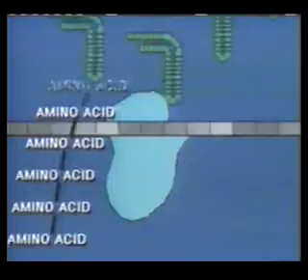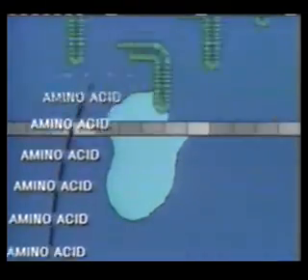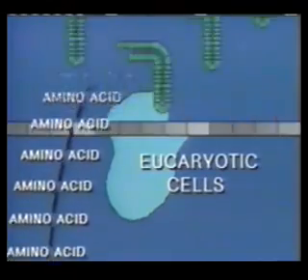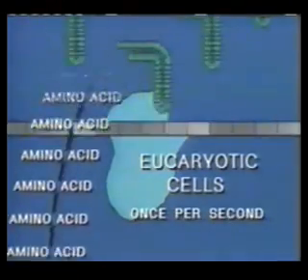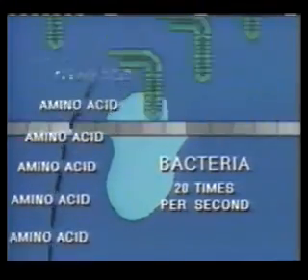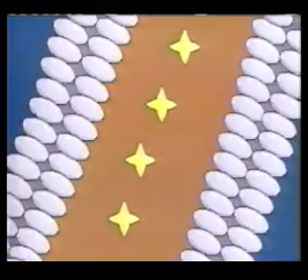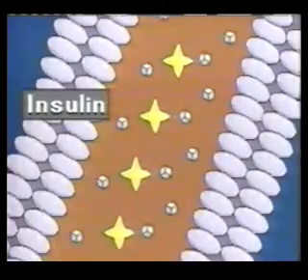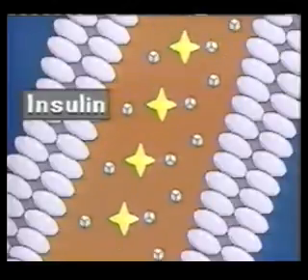This process, which churns out protein like ticker tape, can be fairly rapid, occurring once every second in a eukaryotic cell, and as many as 20 times per second in a bacterial cell. From a completed protein molecule, such as insulin, which helps manage the sugar balance in the bloodstream and in the cells, we can trace a protein structure back to its DNA blueprint.